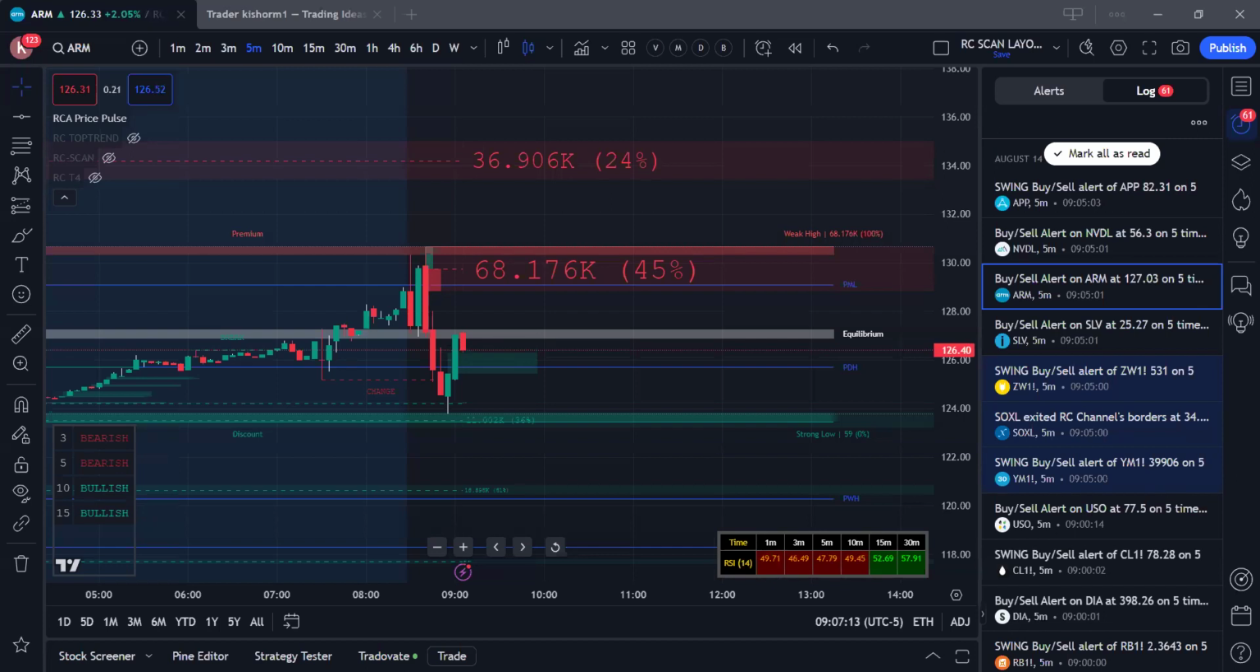I sold the 128 put and bought the 125 put and collected $151 for August 16th.